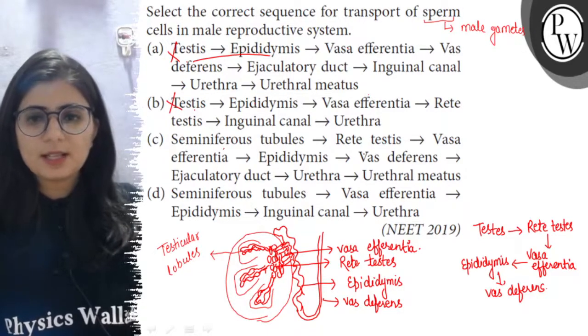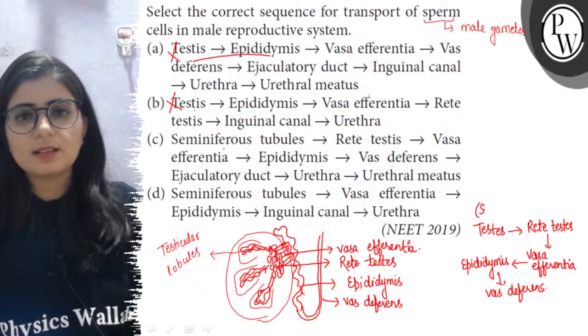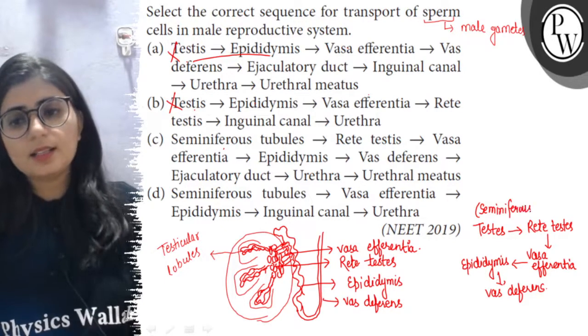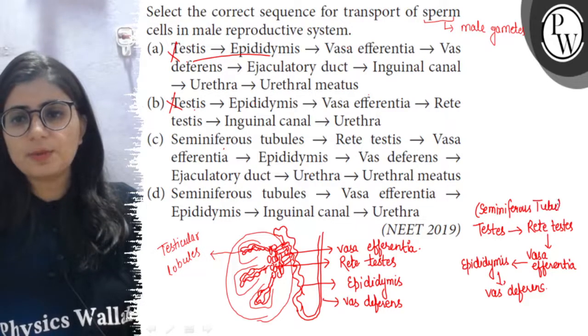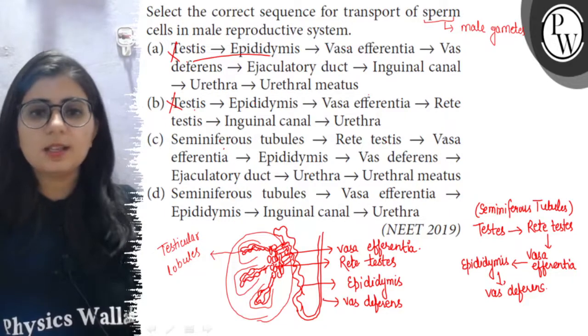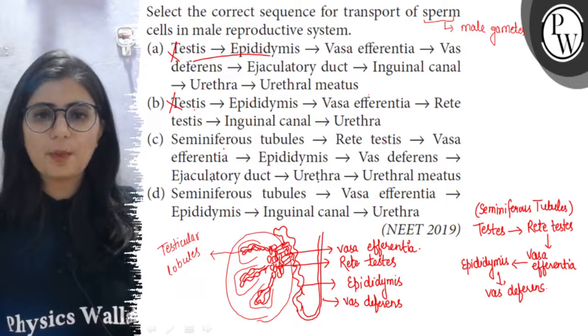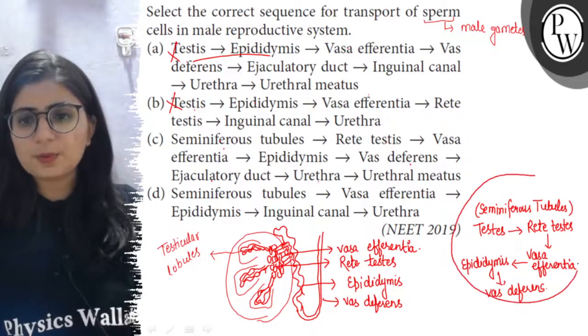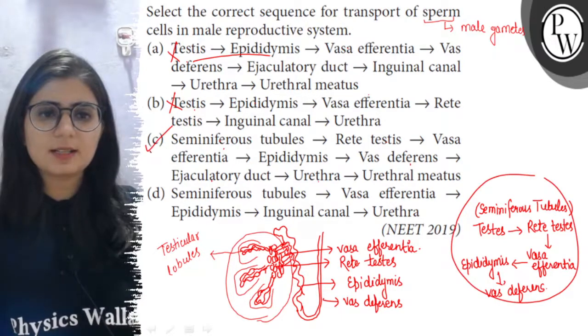As I told you, inside the testis there are tubes which are called seminiferous tubules, and in the seminiferous tubules sperms are formed. So from seminiferous tubules to Rete testis to Vasa efferentia to epididymis and to vas deferens. So this is the correct route of transport of sperm. So option C is the right answer.